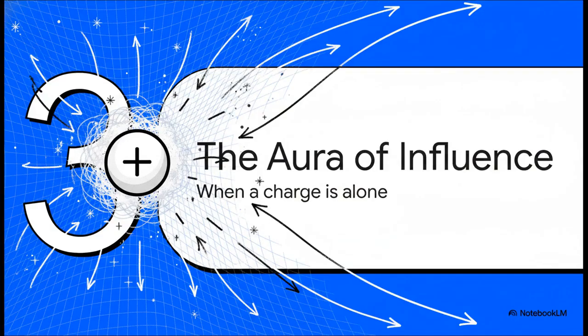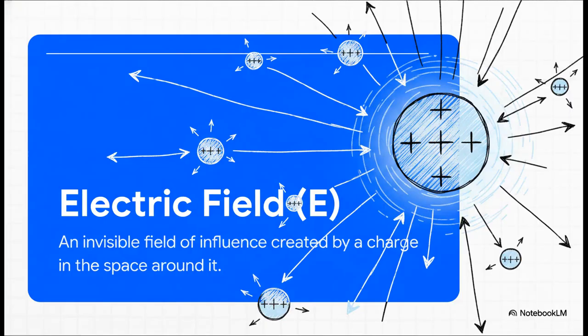Okay, so charges push and pull on each other. Got it. But what if a charge is just sitting there, all by itself? Is it doing anything? This is where a really beautiful idea comes into play. Physicists started to think, what if a charge changes the very space around it? And that change, that influence, is called the electric field. Think of it like a charge's aura. It's this invisible map of influence that surrounds it, filling all of space. It shows the force that a tiny little positive test charge would feel if you dropped it in at any point. So get this, the field is there, even if nothing's there to feel it.